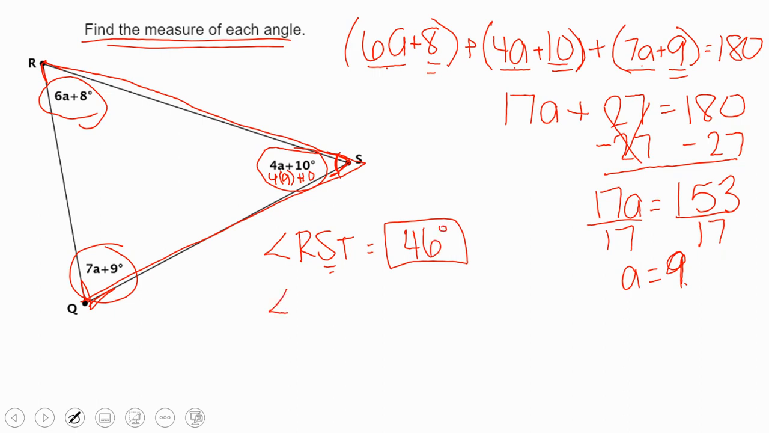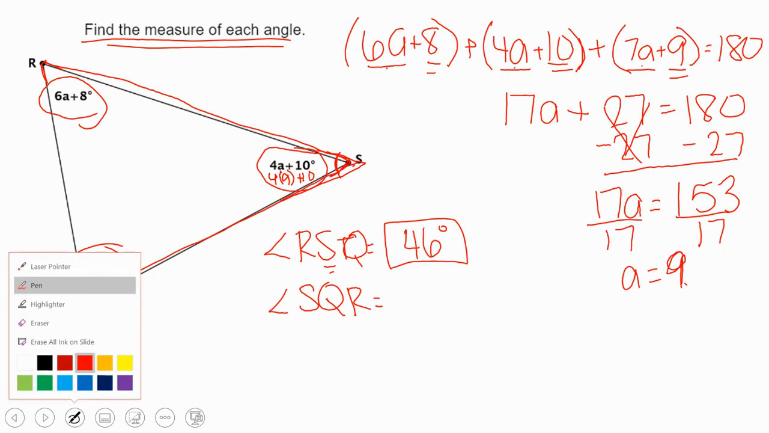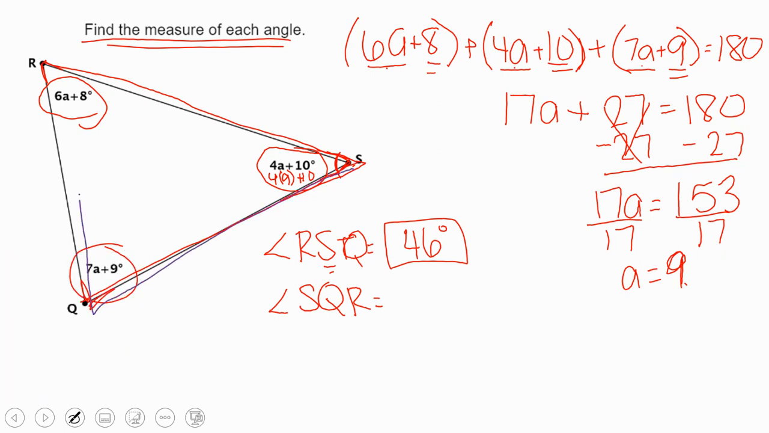Then it might say the measure of angle SQR. That's this angle here. So we have 7, again a is still 9, plus 9. So that's 63. 63 plus 9 is 72 degrees.